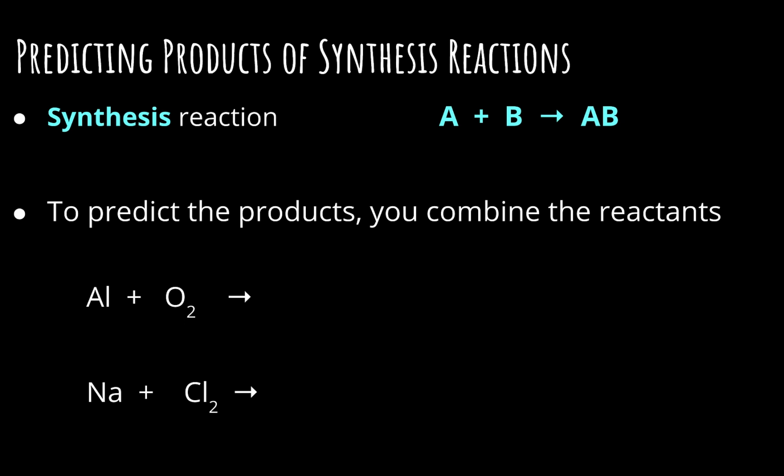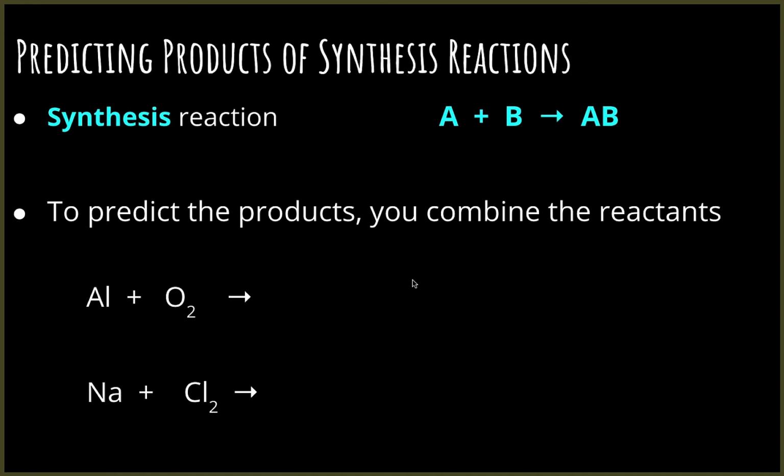So if you look at these two, it's pretty obvious that the only thing that can happen here is those 2 elements can combine to form a compound. So you have aluminum plus oxygen in the first reaction, sodium plus chlorine in the second reaction. So there's no way that there could be switching of anything. So the only thing that could happen is they're going to come together to make a compound.